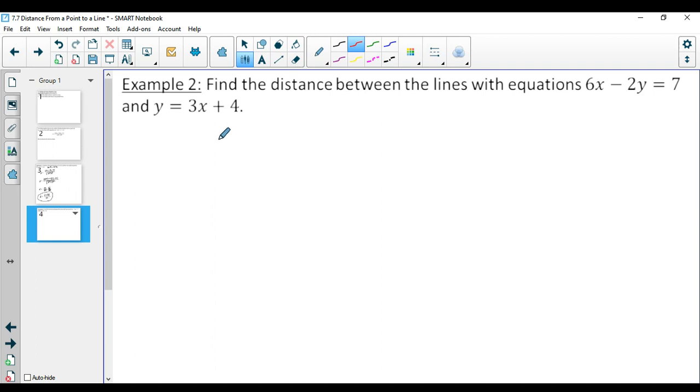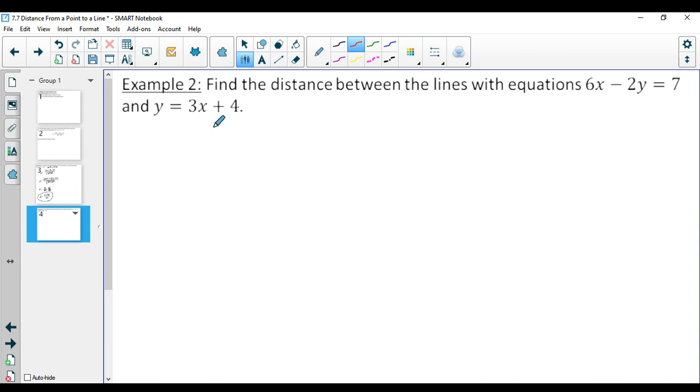Example 2: find the distance between the lines with equations 6x minus 2y equals 7 and y equals 3x plus 4. Distance between lines is kind of weird, right? We know that these are parallel lines. Our slope here is 3, and if we solve for y here, we move the x over, minus 6x divided by negative 2 is going to be positive 3. So they are parallel. No matter what point you pick, it's going to have the same distance to the next closest point on the line.